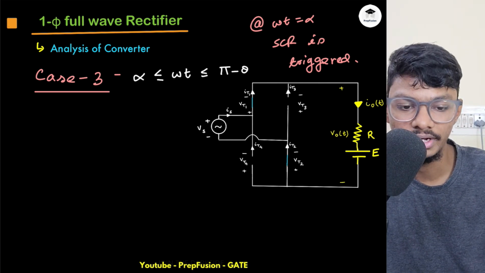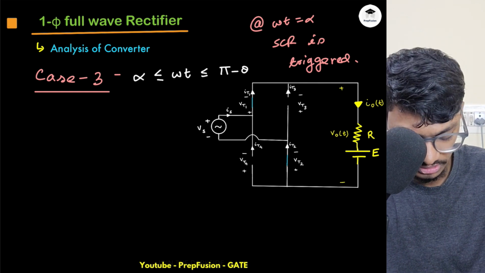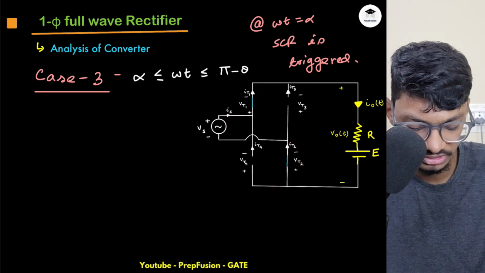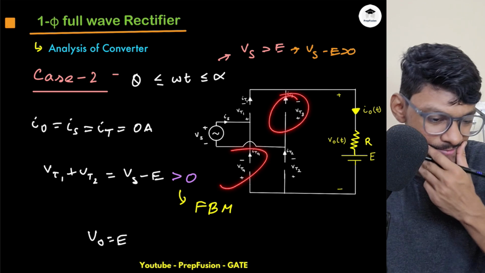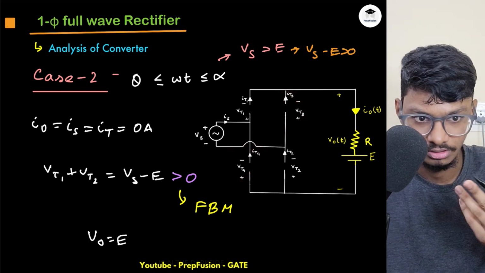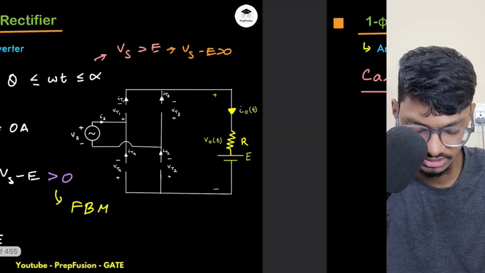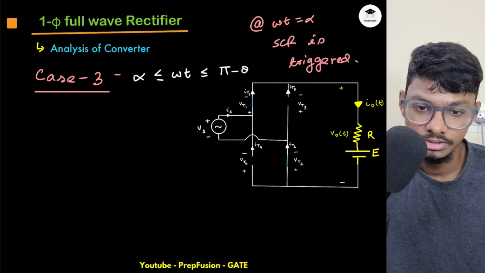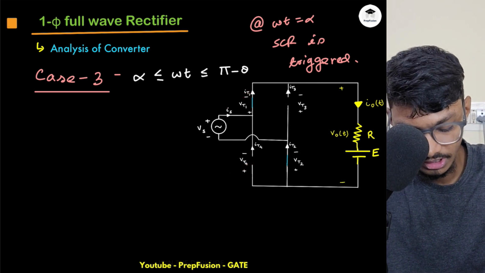Yes, at omega t equals alpha, SCR is triggered. So these two, T1 and T2, will turn on, because they were in the forward blocking mode. You can derive that VT3 plus VT4 will be minus Vs plus E, something like that. So they will anyway be in the reverse blocking mode, in this case, in the second case as well, and in the first case as well. Okay, so if these two turn on, what will be my Vo? You can again apply simple KVL.